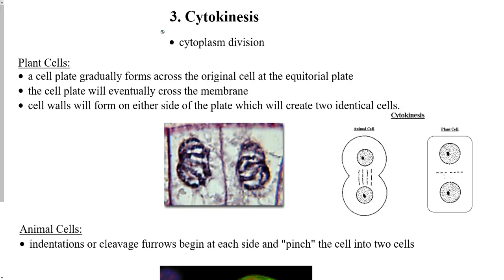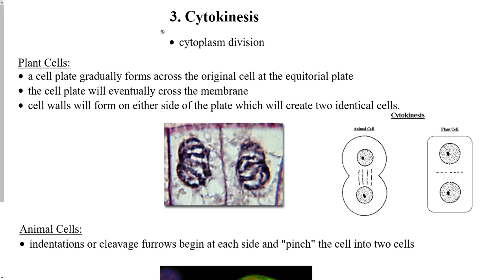Okay, so cytokinesis, this is the cytoplasm being divided. Now, in plant cells, I just talked about this. A cell plate gradually forms across the original cell at the equatorial plate. So in the middle part, where they actually pulled the chromosomes apart, that middle line will start to form a plate that will pinch the cell off. Cell walls will form on either side of the plate, which will eventually create two identical cells.